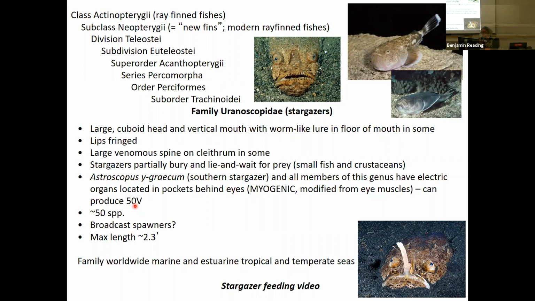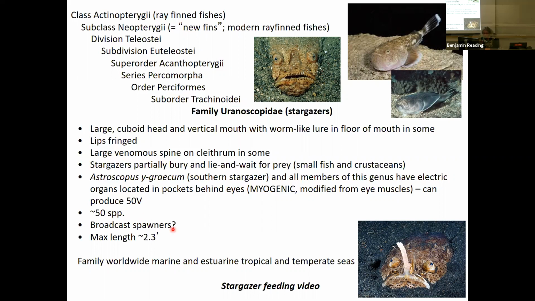These things cannot shock anything or stun it. Really, the idea here is that they use the electric organs to sense electrical currents generated by prey items, and so it's more of a sense of detection. So they can feel, for instance, the muscles of prey fish and then know that there's something nearby that they can potentially eat. About 50 species.